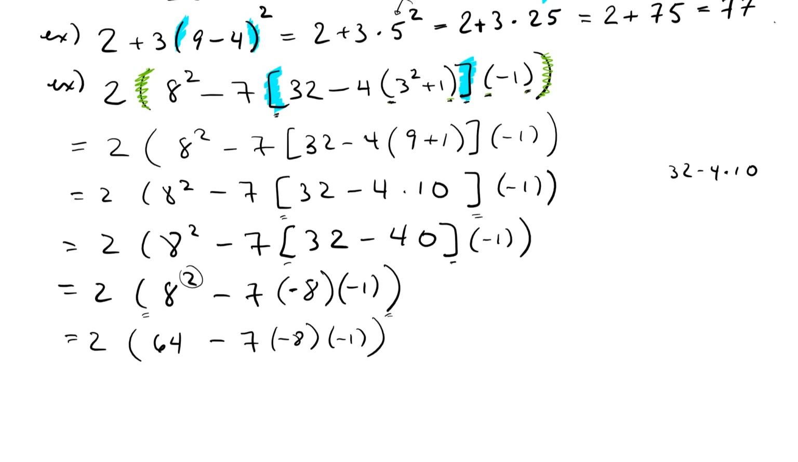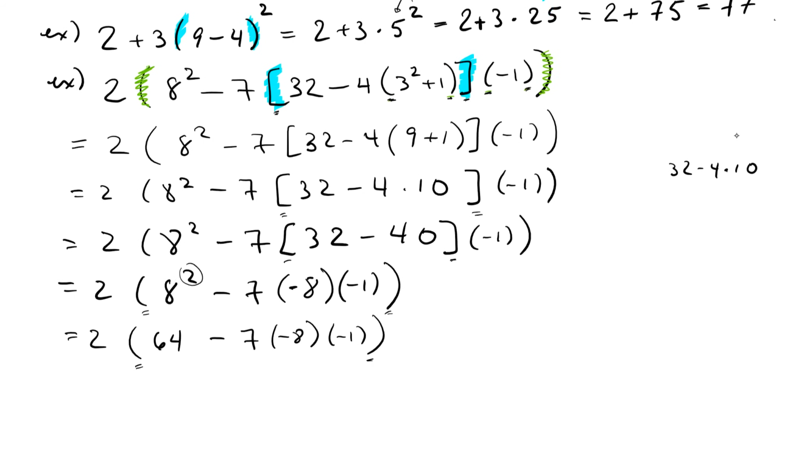Okay, so inside this pair of brackets, I have a subtraction, but I also have things multiplied here, right? 7, minus 8, minus 1, those are all multiplied. So I'm going to multiply those first. So 7 times minus 8, that's minus 56, times minus 1, that's 56. So this is minus 56.